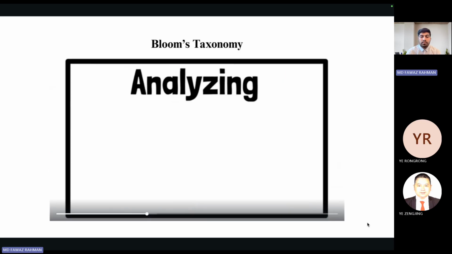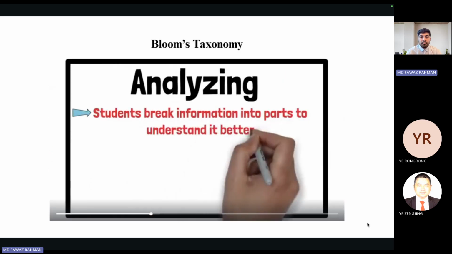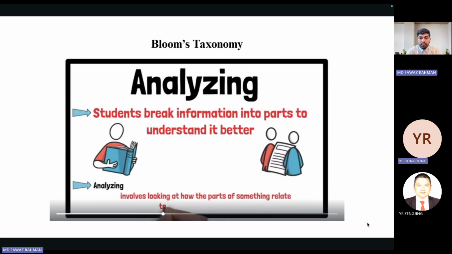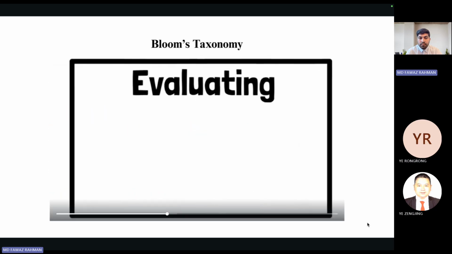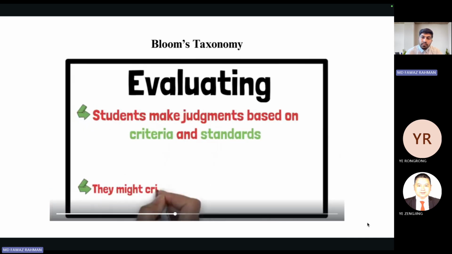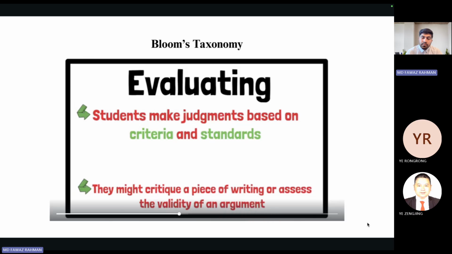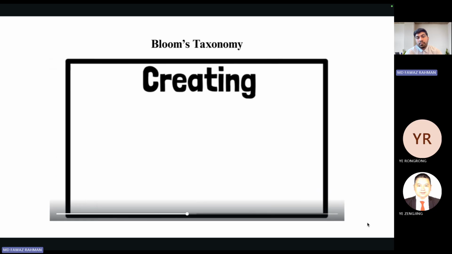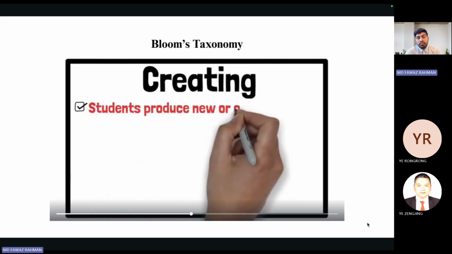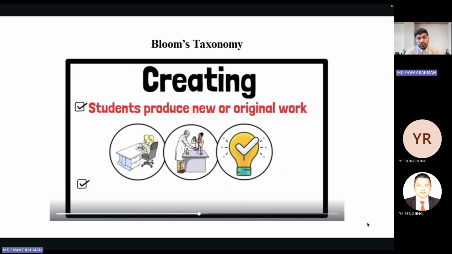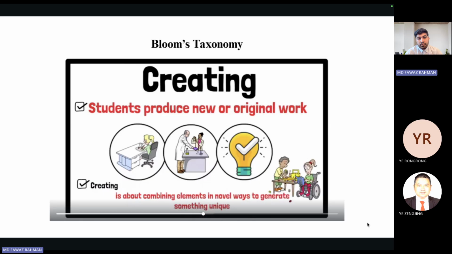Analyzing is the fourth level. Students break information into parts to understand it better. They might compare and contrast two theories or examine the motives of characters in a novel. Analyzing involves looking at how the parts of something relate to each other and to the whole. Evaluating is the fifth level. At this stage, students make judgments based on criteria and standards. They might critique a piece of writing or assess the validity of an argument. Evaluation requires critical thinking and the ability to justify decisions. Creating is the sixth and highest level. Here, students produce new or original work. They might write a story, design an experiment, or develop a new way to solve a problem. Creating is about combining elements in novel ways to generate something unique.